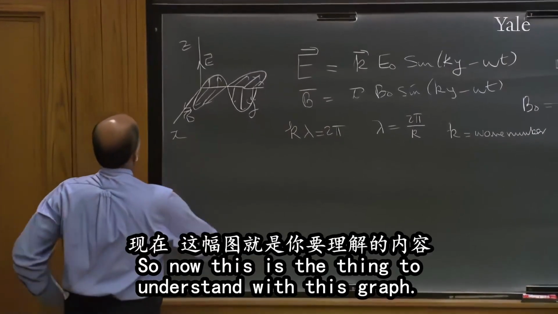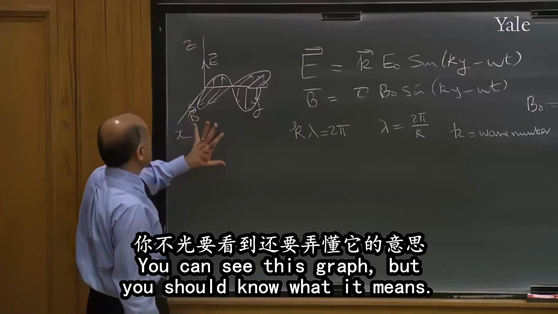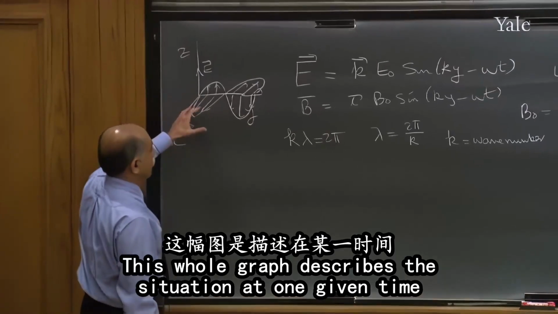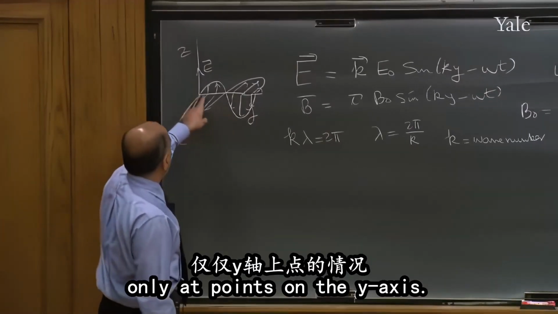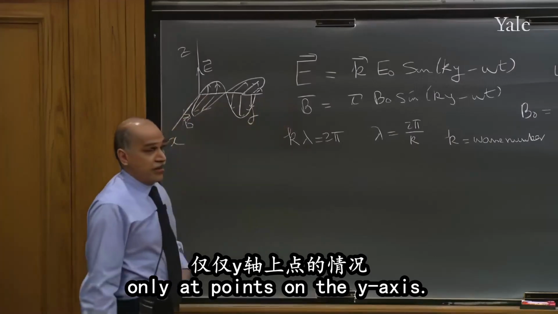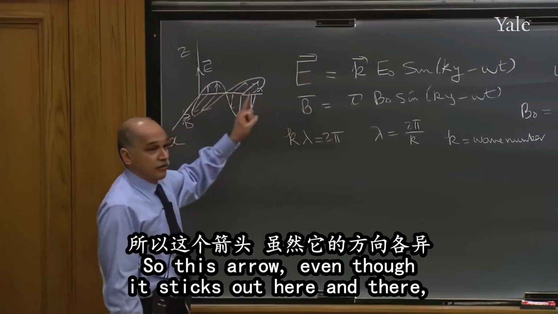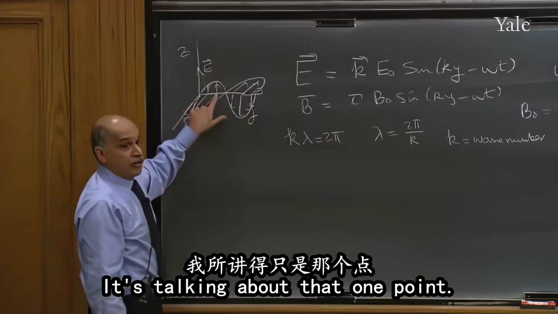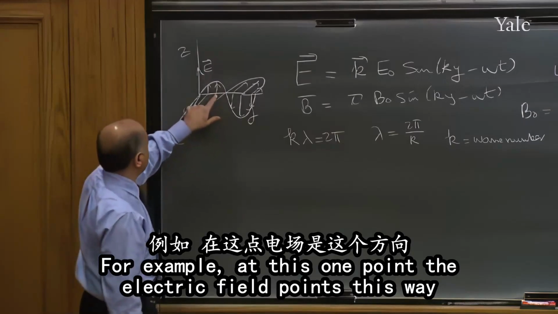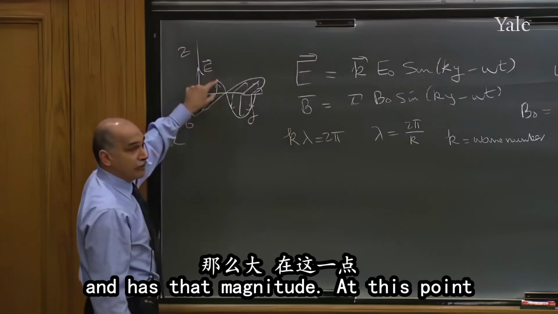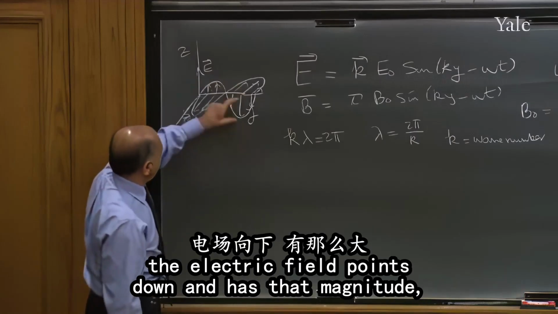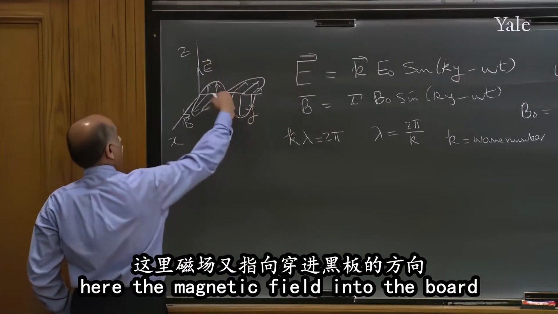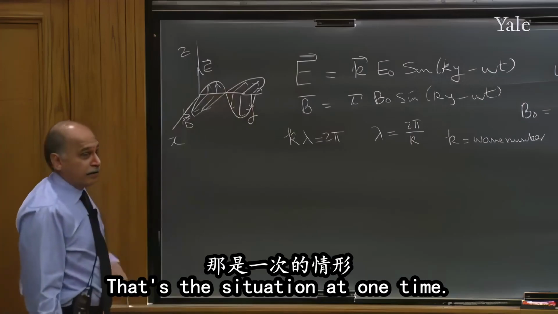So now this is the thing to understand with this graph. You can see this graph, but you should know what it means. This whole graph describes the situation at one given time only at points on the y-axis. I've drawn it only at points on the y-axis. So this arrow, even though it sticks out here and there, is not talking about the whole region. It's talking about that one point. For example, at this one point, the electric field points this way and has that magnitude. At this point, the electric field points down and has that magnitude. And the magnetic field points away from the board. Here, the magnetic field is into the board and away from the board. Okay? That's the situation at one time.